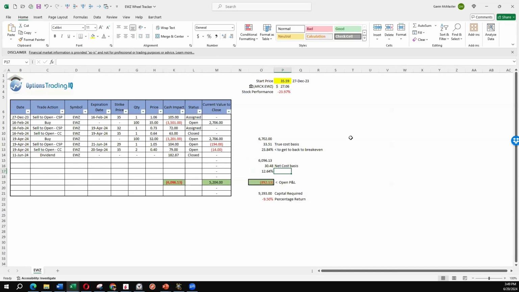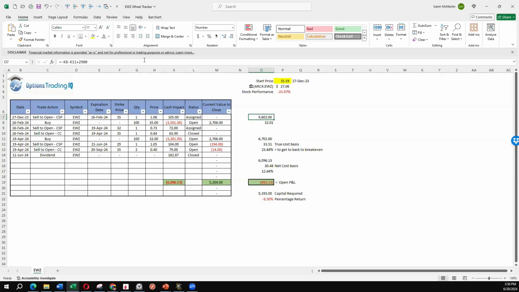The other thing I'll do, we've also sold this 29 put, so I'll just take a quick look as well. If we end up getting assigned there as well, which we might based on the current price, that will be our total cost basis divided by 300 shares, which will be a $32 average cost.